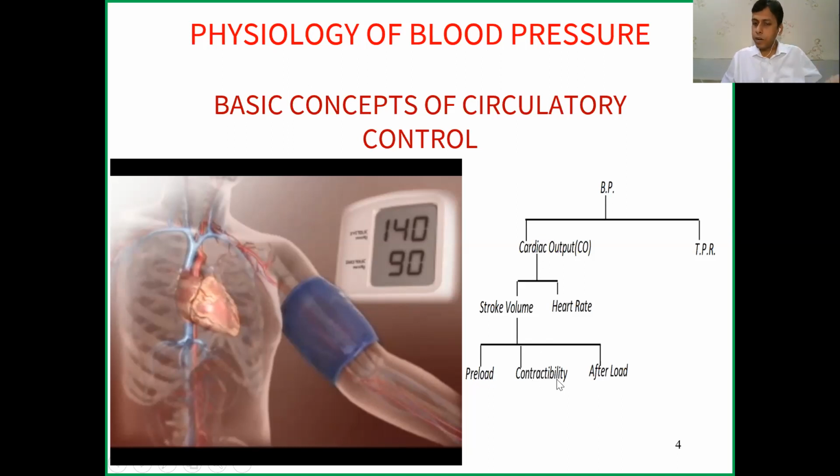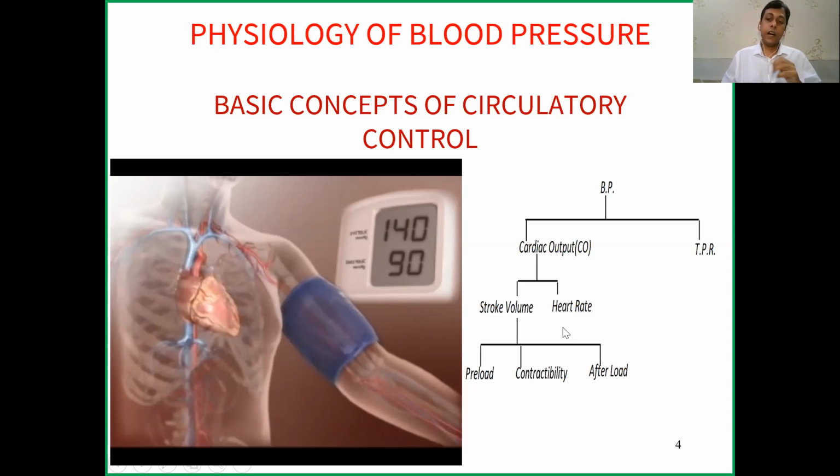In the same way, contractility, then afterload. Afterload is directly dependent on the peripheral resistance against which the left ventricle has to pump the blood. So these are the factors. Then we have to understand why preload will increase, how contractility will change, and how the afterload will change. That depends on the blood volume and a lot of factors which determine all these things.